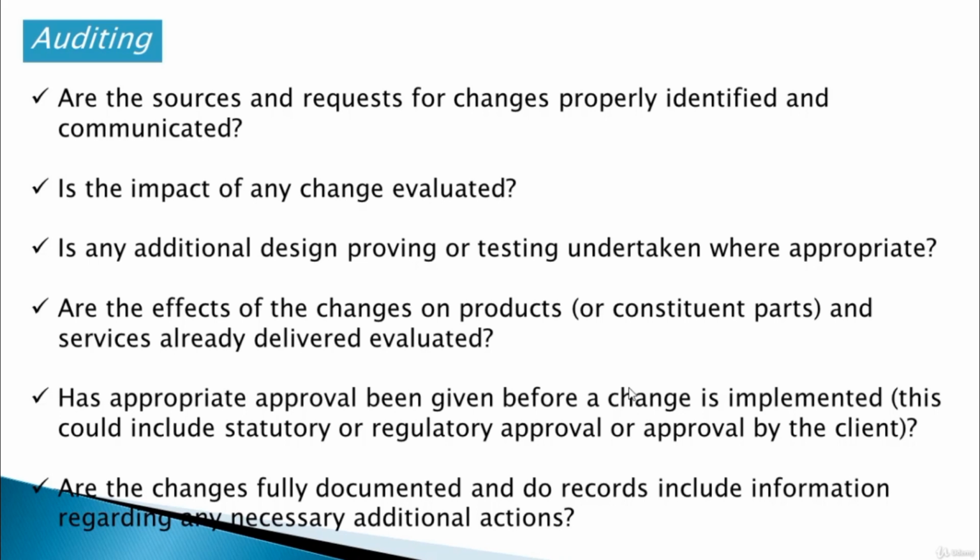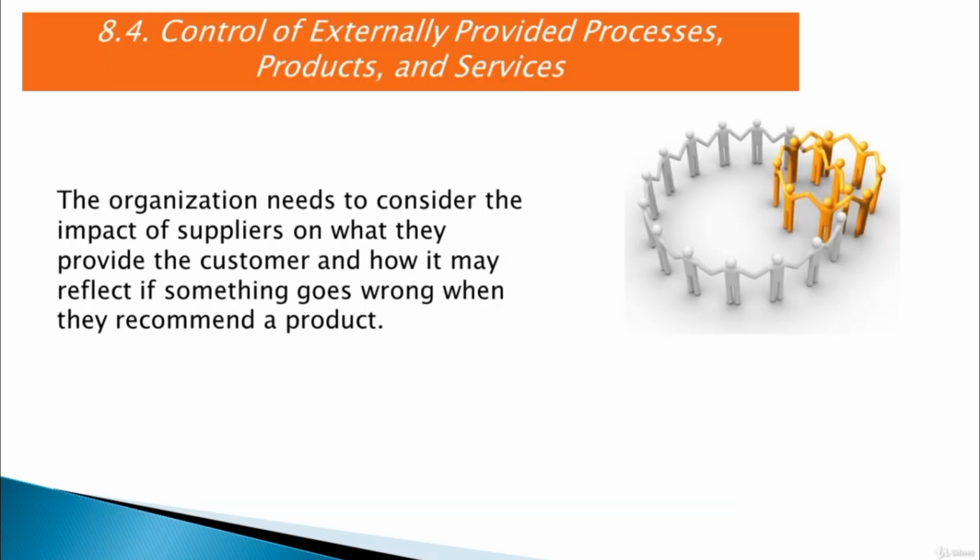This could include legal approval or approval by the client itself. And has the organization fully documented the changes and records, and has the organization documented records including information regarding any necessary additional actions? Subclause 4 of operation is the control of externally provided processes, products, and services. Basically, the organization needs to consider the impacts of suppliers on what they provide the customer, and how it may reflect if something goes wrong when they recommend a product.